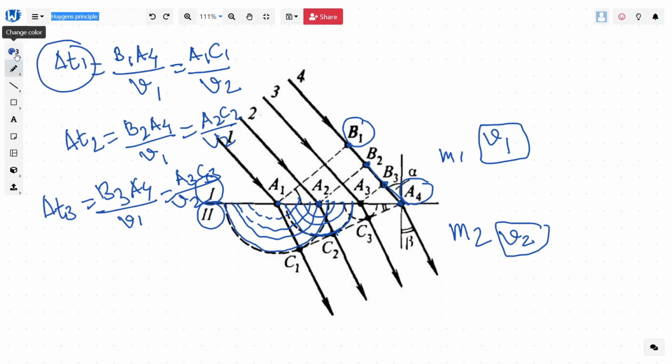Now let's observe this triangle. This is our angle of incidence. So this is 90 minus alpha as the perpendicular. This is also going to be alpha. So we can write sine of alpha, sine of this angle alpha, will be equal to B1A4 divided by A1A4.